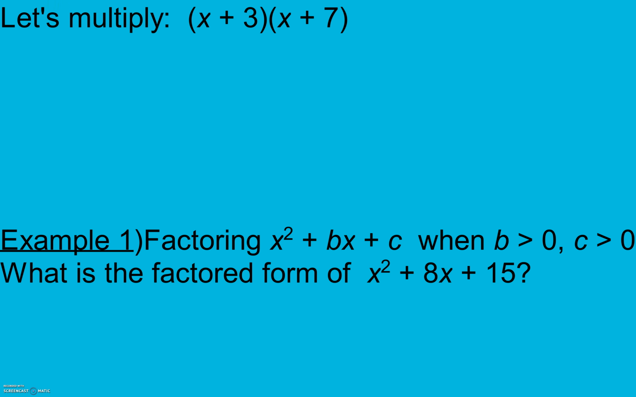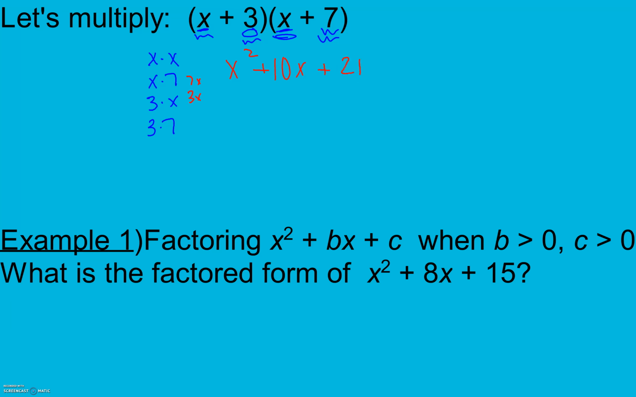So let's start off here by multiplying these polynomials, and we've done this so far. Lots of options. We can use a table, we can FOIL, we can double distribute. I'm going to FOIL. So I'm going to take my firsts, my outsides, my insides, and my lasts. Here, I get x squared. 7x plus 3x gives me 10x. Here, 21 for my lasts.